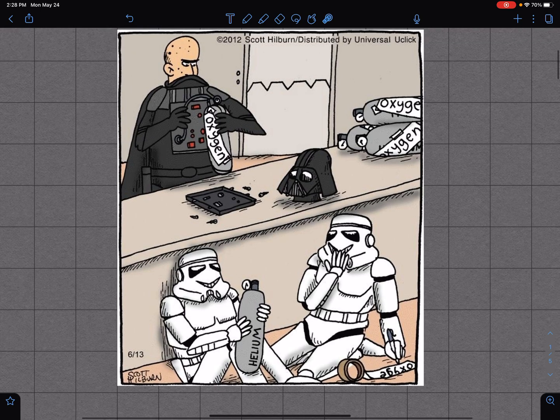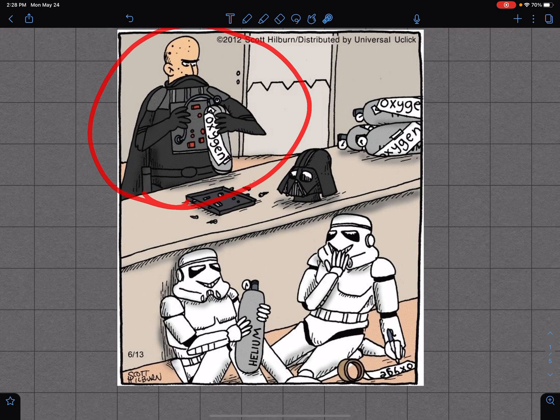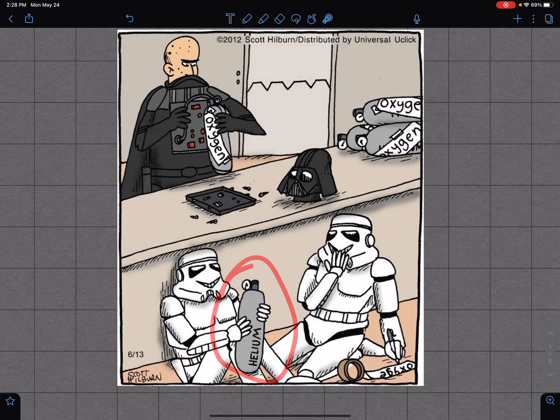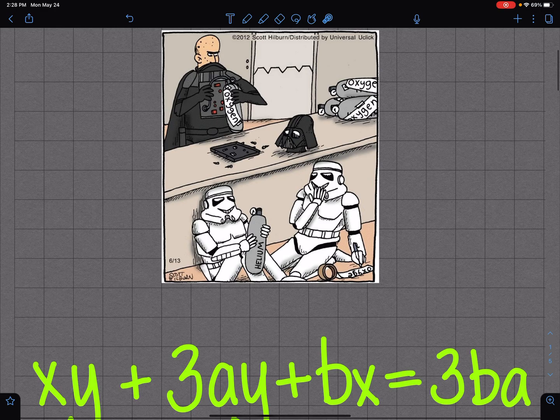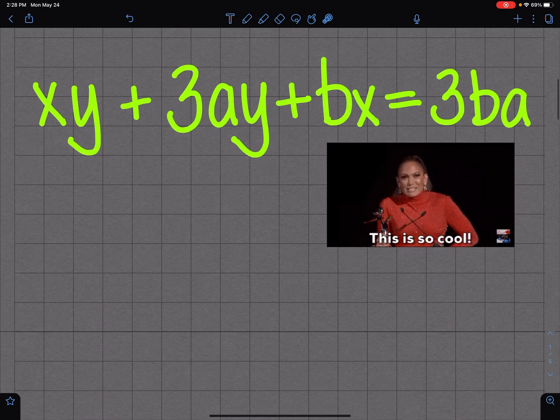First, let's look at this comic. It looks like we've got Darth Vader here who has put his helmet down and he's restocking up on his oxygen, which is there, and these guys are hiding under the counter, and looks like they have switched out the tanks and labeled this oxygen, but it might actually be helium. So when Darth Vader talks, he's going to sound pretty funny, maybe not quite as intimidating, huh? All right, let's jump right in.